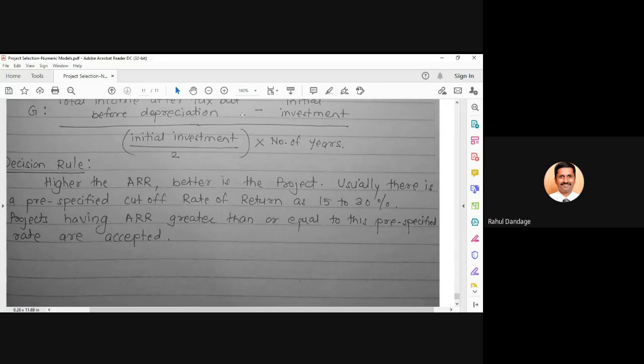Usually there is a pre-specified cutoff rate of return as 15 to 30%. Projects having ARR greater than or equal to this pre-specified rate are accepted.